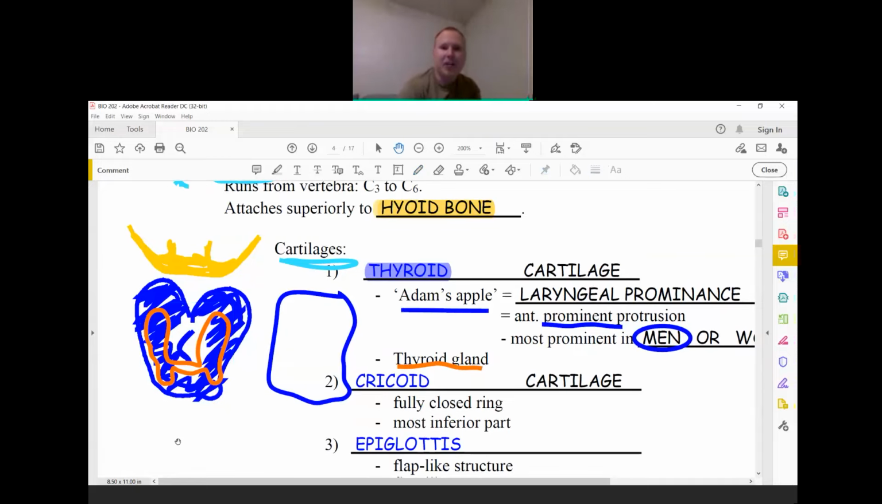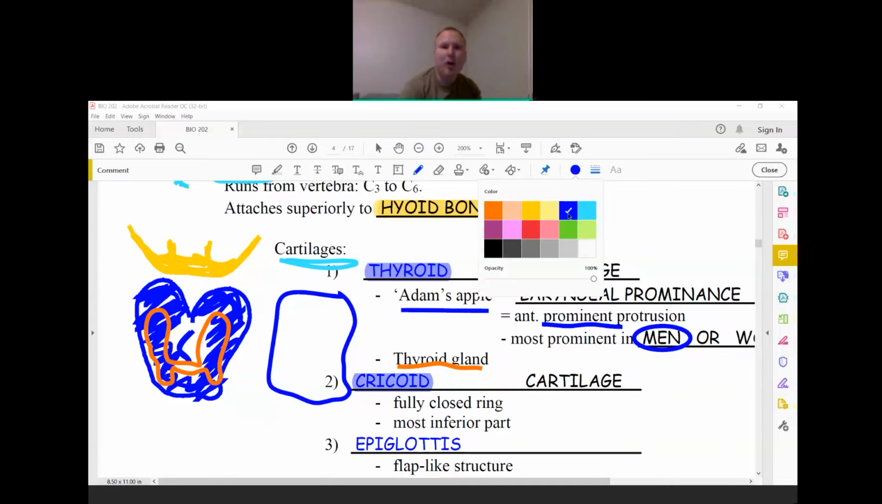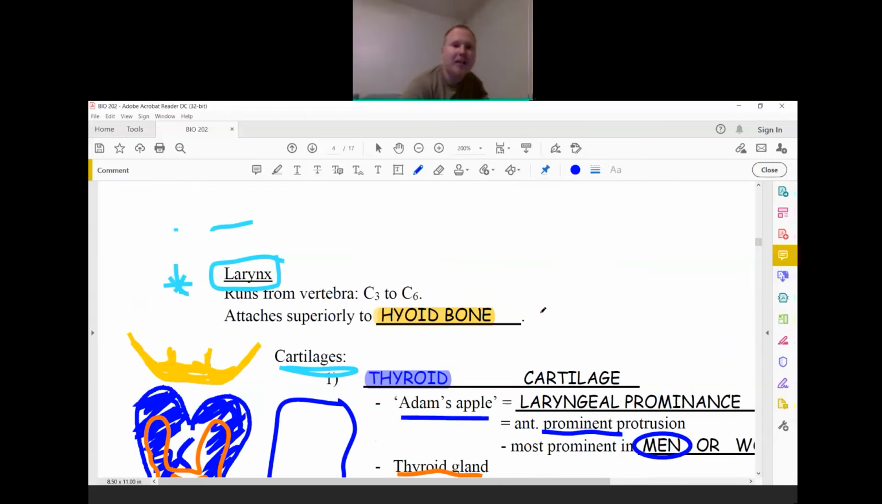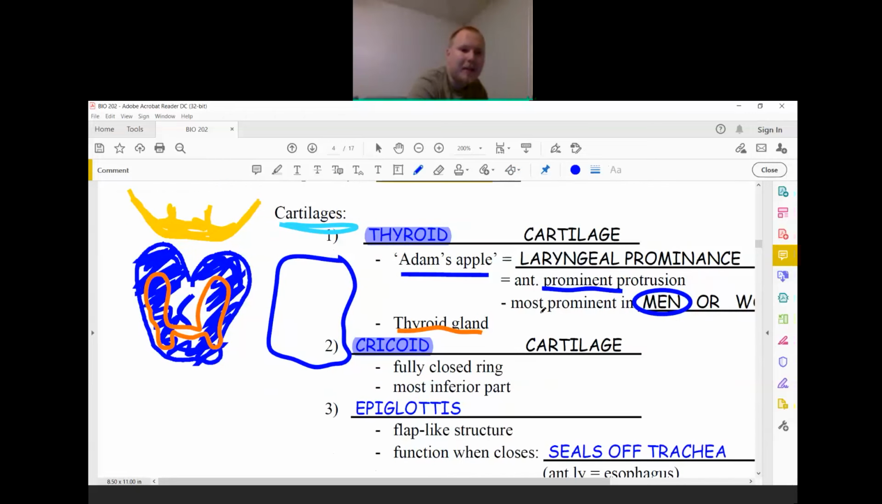The next cartilage that I wanted to speak quickly about is the cricoid cartilage. The cricoid cartilage is the only cartilage of these structures that we're going to go through for the larynx that's a fully closed ring. And it's the most inferior part, the bottom part of this structure. So that's the only fully enclosed ring. All others are open from the back.